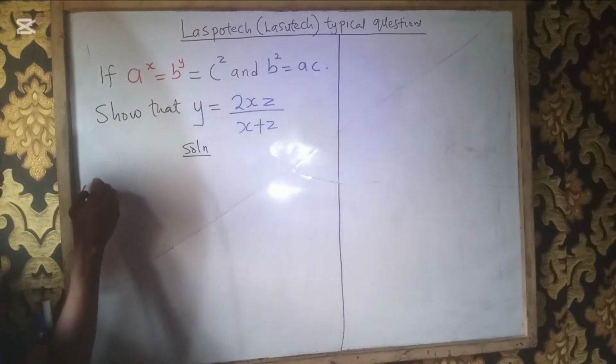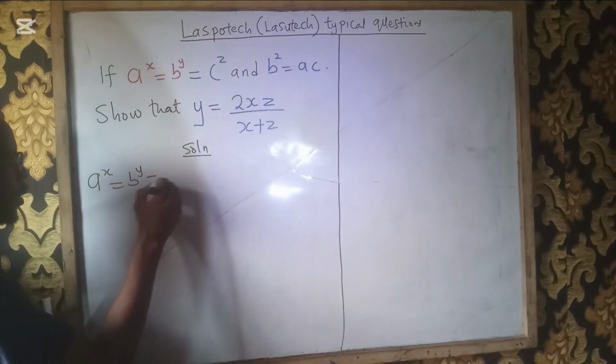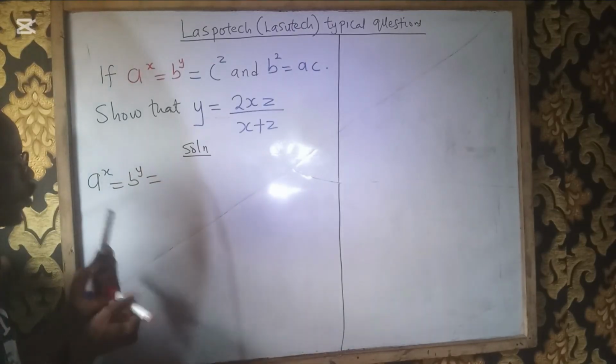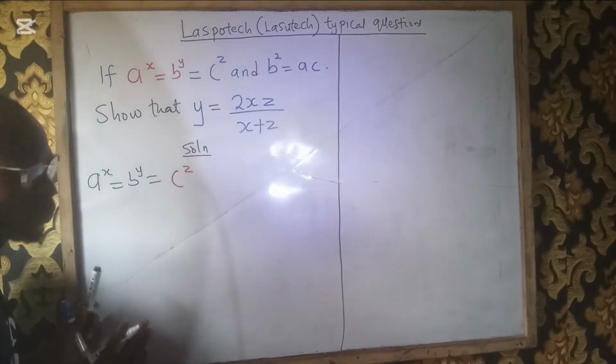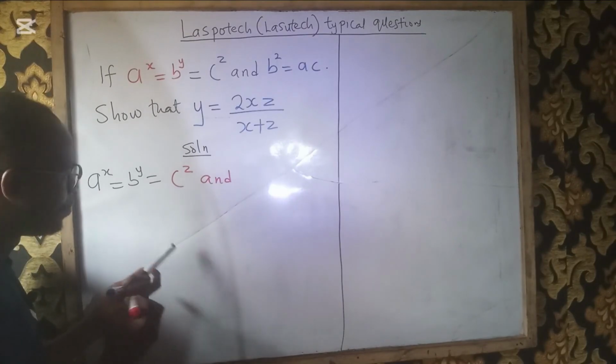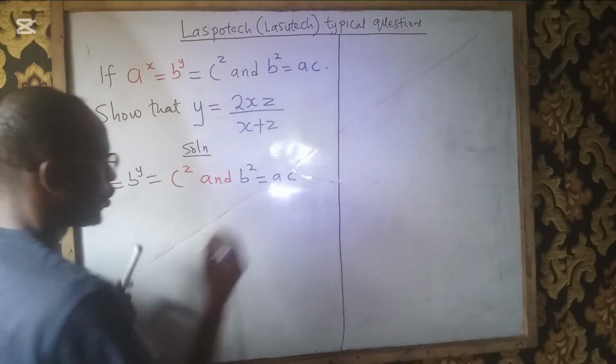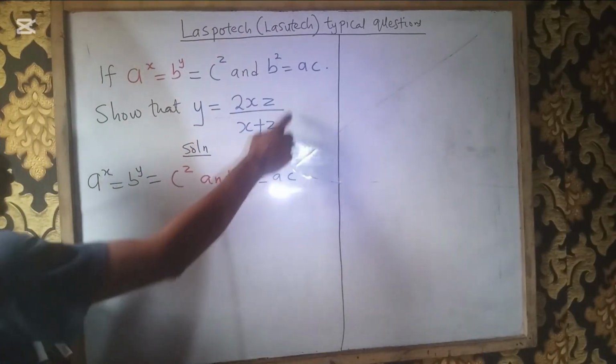Let me write that down. a raised to the power of x equals b raised to the power of y equals c raised to the power of z. That is what we are given. We are also told that b squared equals ac. So we want to show that y equals the whole of this expression.